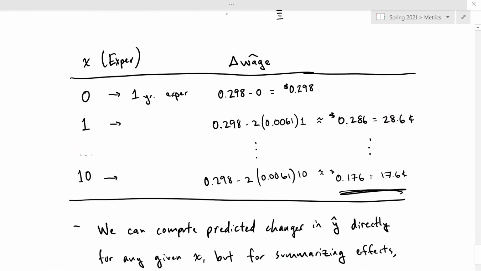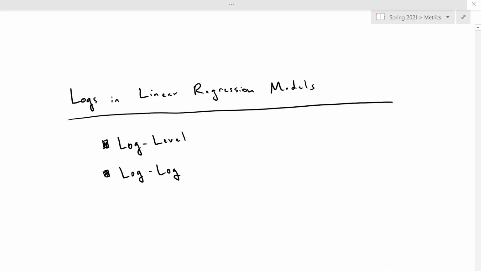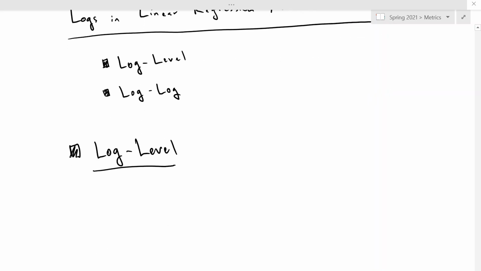We're going to continue with nonlinear functional forms, but in this video we're going to discuss log models. We're going to discuss two of them, log-level and log-log, and I'll explain what those mean as we go. We're going to start with log-level. All right, and again, we'll do this by way of example.